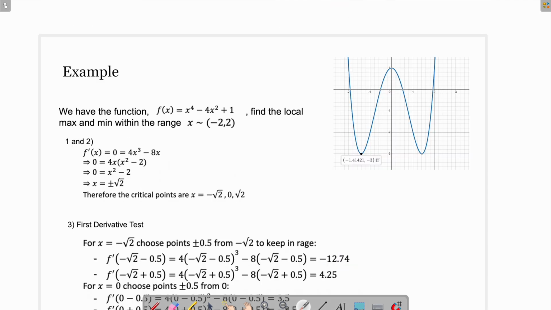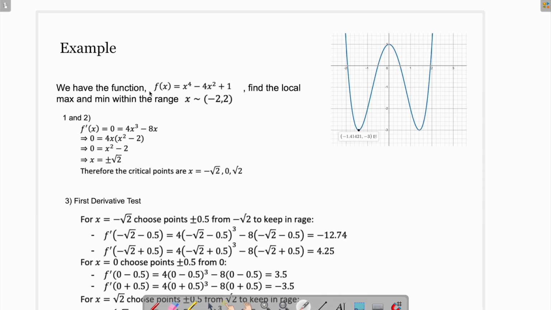All right, so you might be a bit lost maybe, but I feel like through the next example, we'll get a clear depiction. So in this example here, we have the function f of x equals x to the power of 4 minus 4x squared plus 1. And the question's asking us to find the local max and min within the range of x is minus 2 to 2.